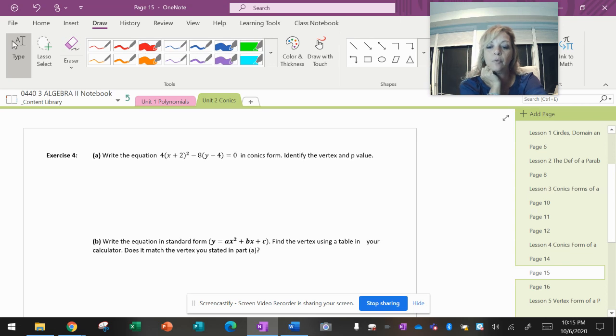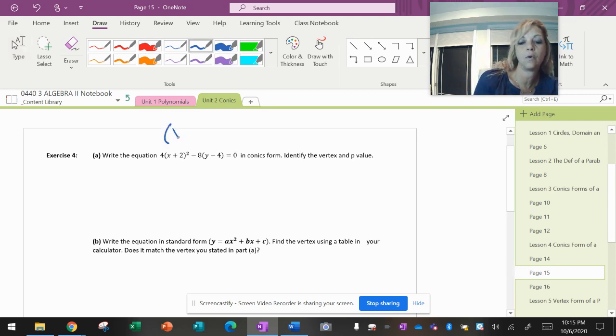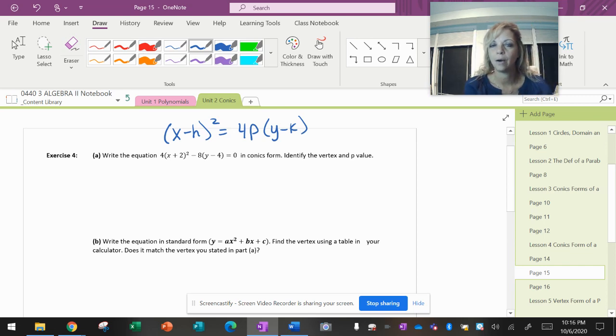In conic form, identify the vertex and the p-value. So I see an x squared, so I know the conic form they're referring to has got to be this, right? But right now, I don't have it in that form. I actually have a 4 in the front, and I have this -8 times (y minus 4) on the same side. So we need to get rid of this. This is what I would do first.